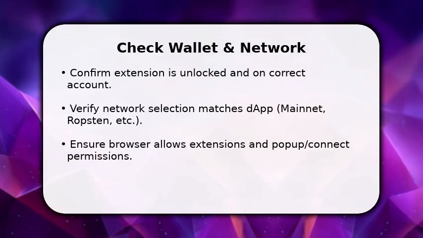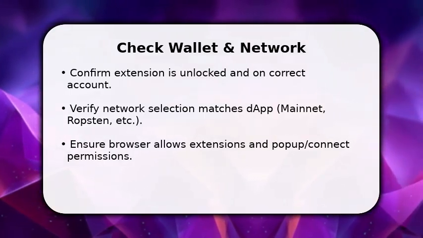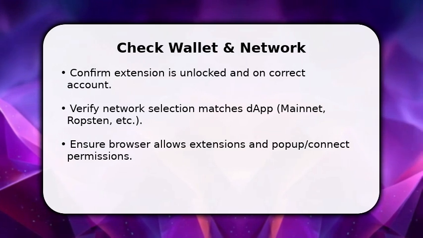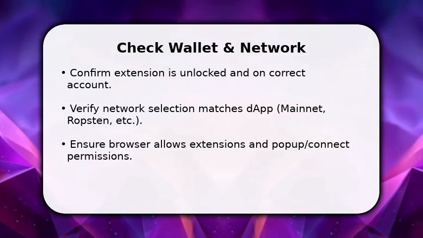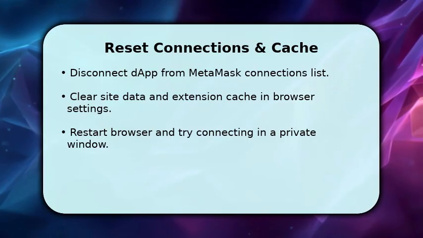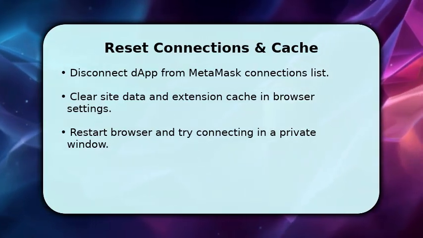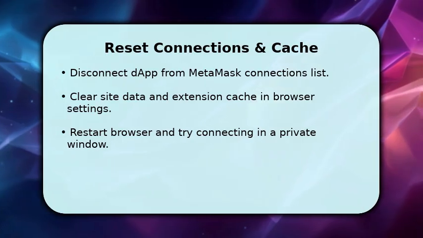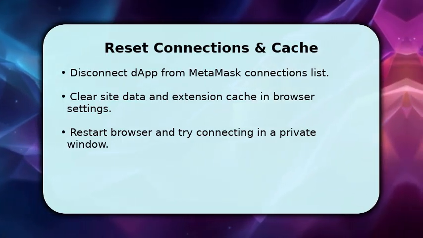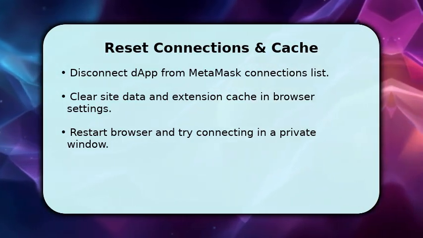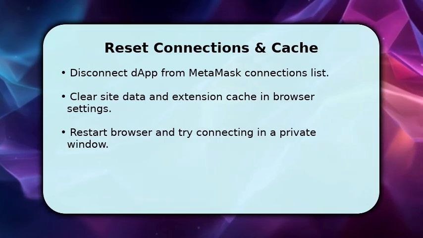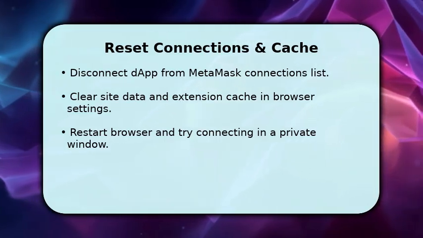Once those basics are set, attempt a fresh connection from the dApp to trigger the permission prompt and move to detailed troubleshooting. You should then disconnect the dApp from MetaMask, open connected sites, and remove the entry to force a new handshake. After that, clear the site data and the extension cache in your browser to remove stale tokens or corrupted states that block handshakes.